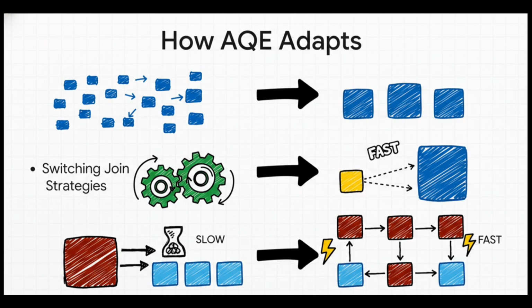If it sees an operation that creates thousands of teeny tiny inefficient files, it'll step in and merge them into a more reasonable number. If it finishes one stage of a join and realizes, hey, this table is actually small enough to fit in memory, it will literally switch from a slow join strategy to a much faster one, right in the middle of the query. It can even spot those big, skewed partitions and break them up into smaller chunks to keep all the machines in the cluster equally busy. It's re-optimizing on the fly based on what's really happening with the data.